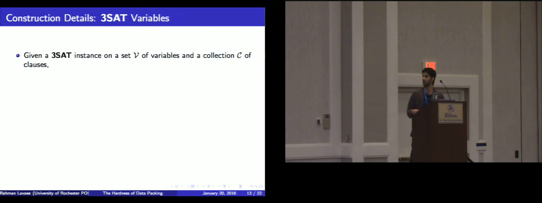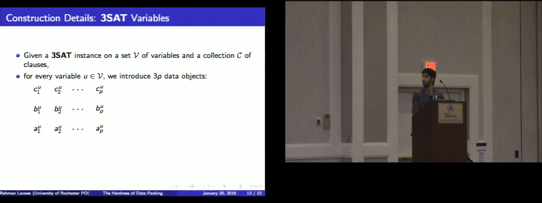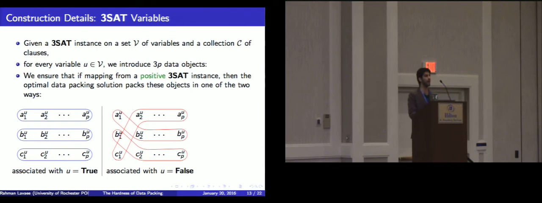So a little bit of detail about the construction. Given a 3-SAT instance, for every variable, we are going to introduce 3P data objects. We are going to add sequences to the reference sequence to ensure that if we are mapping from a positive 3-SAT instance, then the optimal data packing solution packs these objects in one of two ways. We associate the left one with the variable being assigned true, and the right one with the variable being assigned false.